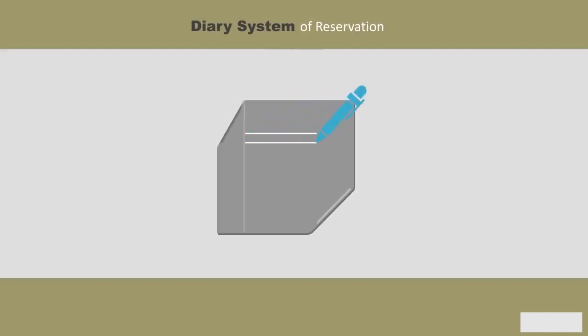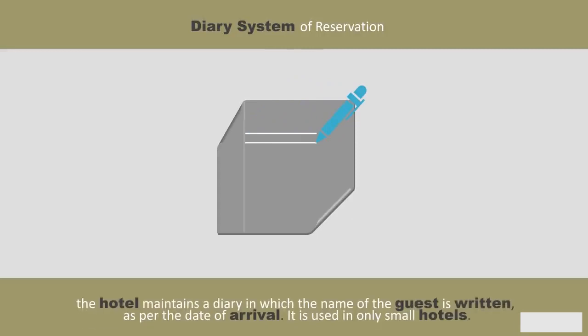Diary system of reservation. In the diary reservation system, the hotel maintains a diary in which the name of the guest is written as per the date of arrival. All guests from whom a reservation request is received are enlisted onto the respective page of the diary date-wise. The diary system is only used in small hotels.